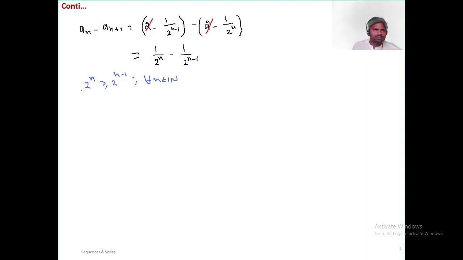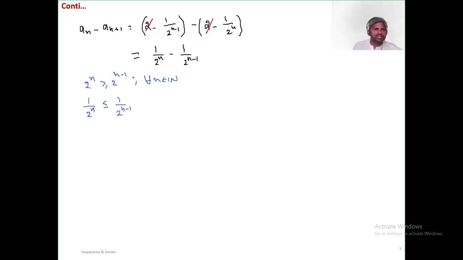LHS is 4, RHS is 2, correct? For n equal to 3, 8, 4, it is true for all n belonging to the natural number set. Then after that, you take the reciprocal: 1 upon 2 raised n is less than or equal to 1 upon 2 raised n minus 1. I am taking the reciprocal of the numbers.